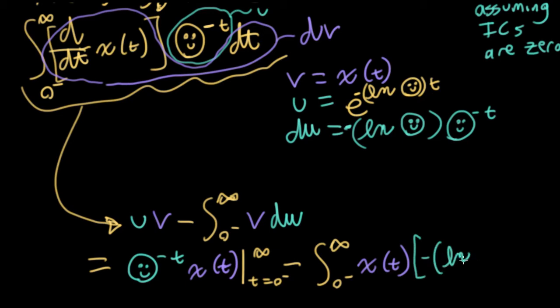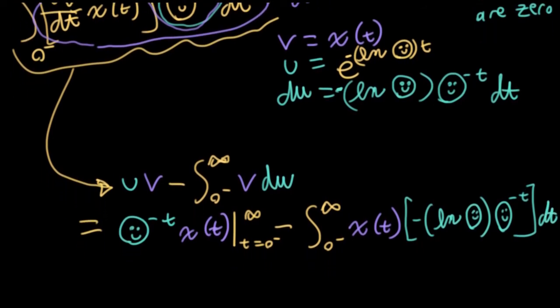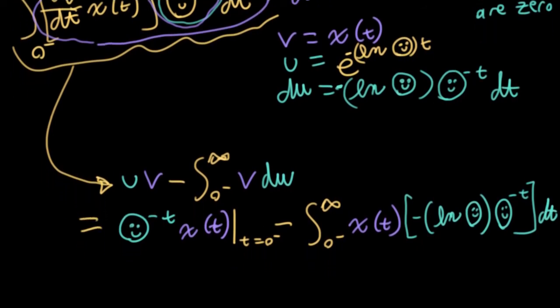So I'll have minus with this log smiley face times the smiley face with the minus t. Oh, I need to remember to put the differential on here. So there's a dt. To match the way I've traditionally written this, let me write this as t equals infinity, although it's clear what I meant here. So, as usual, I'm going to assume that as t goes to infinity, this term is going to go to 0. It sort of had to for the Laplace transform to exist to begin with.